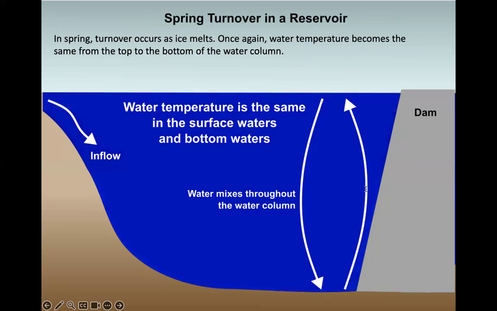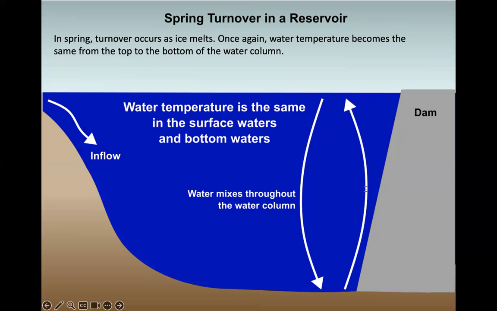In spring, air temperatures begin to warm again. If ice has formed on the reservoir, the melting of the ice leads to spring turnover. Once again, water temperature becomes the same from the top to the bottom of the water column. If no ice has formed on the reservoir during the winter, the reservoir may stay mixed all winter long.